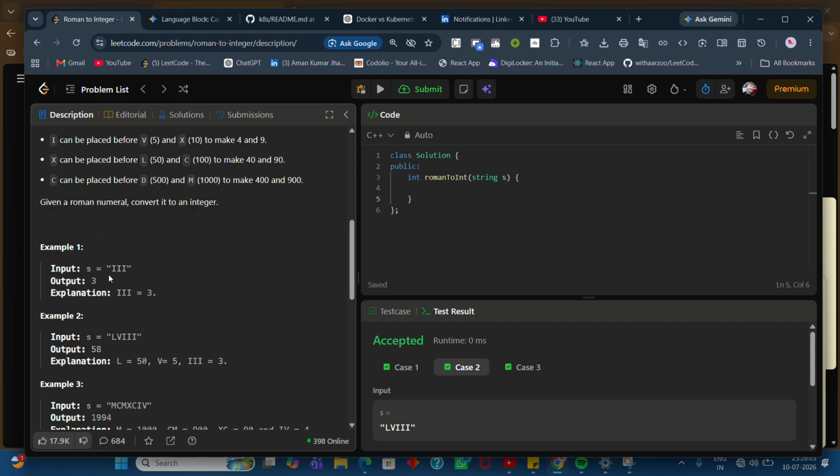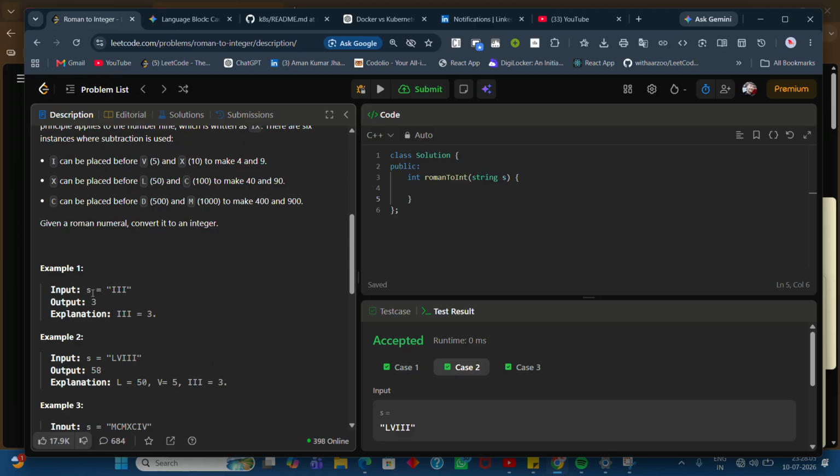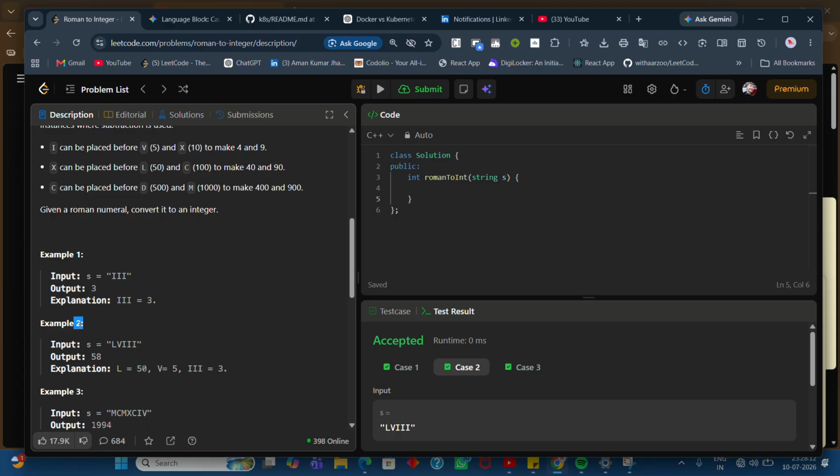Let's see the first example: S is equal to III, and as we know, III means 3 in number. The second example is LVIII, and its numeric value is 58. So we are getting some connection: here L is equal to 50, V is equal to 5, and III is equal to 3. So 55 and 3 is 58, which is our answer. So let's see how we can go and first iterate on this.